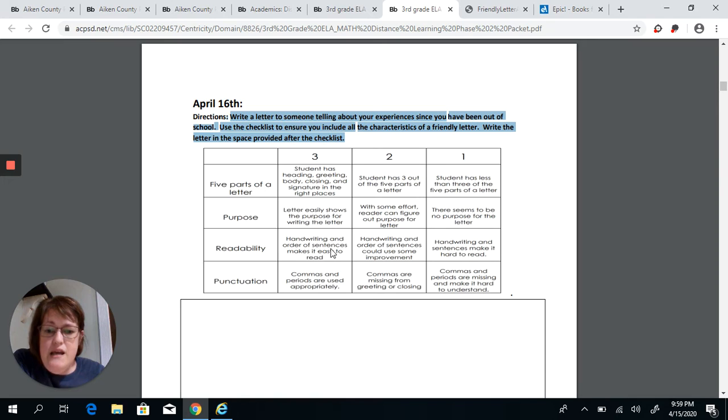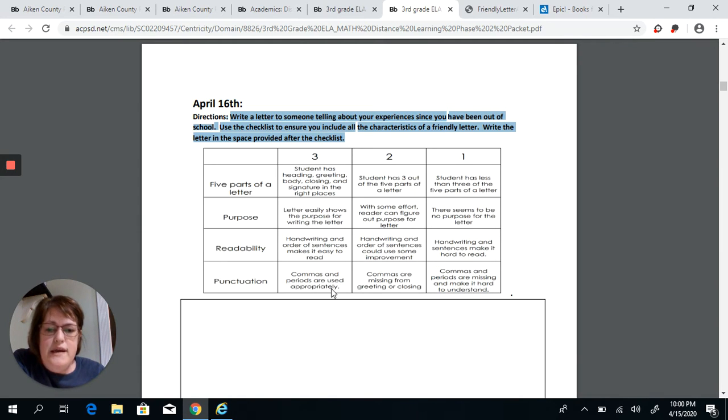Readability: your handwriting is neat, and order of sentences makes it easy to read. Ooh, we talk about that one all the time in class. You can be writing the best words ever, but if I can't read it and you can't read it, then it's no good. Right, guys? Got to be able to read it.